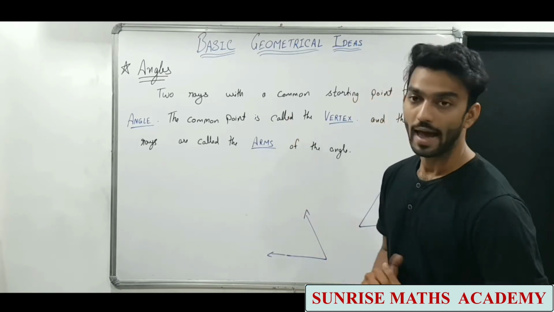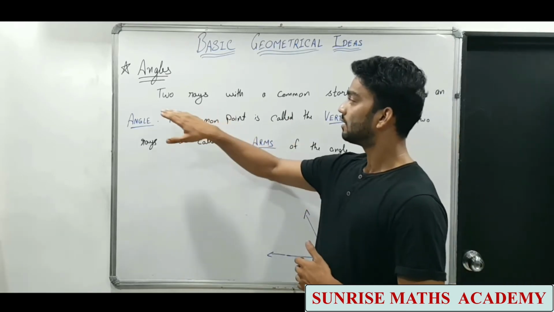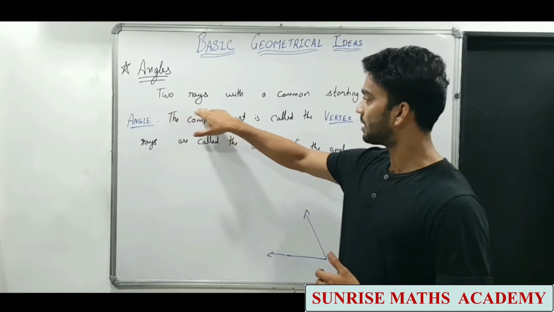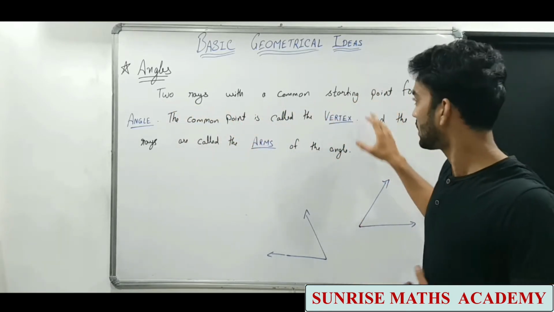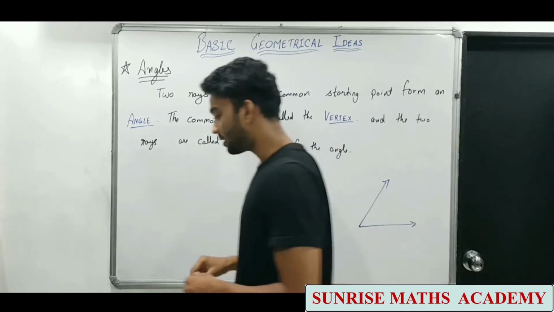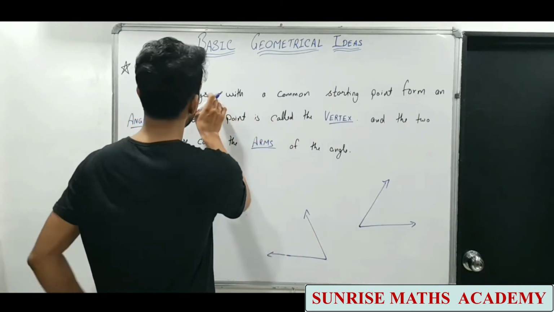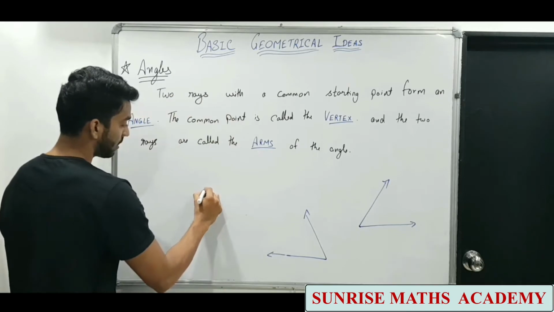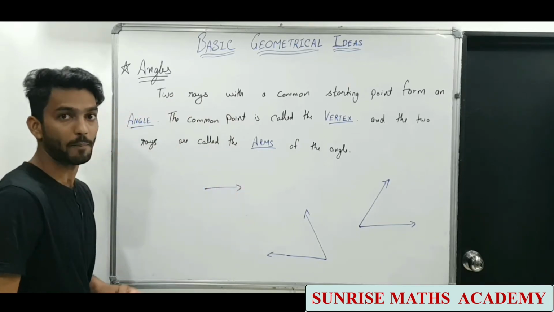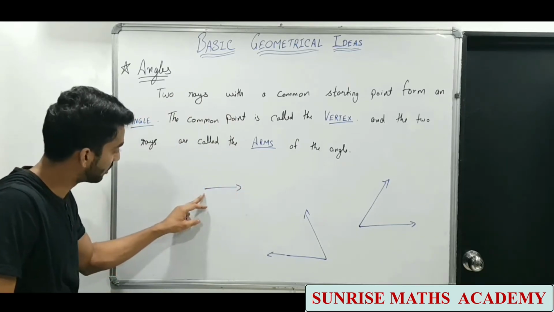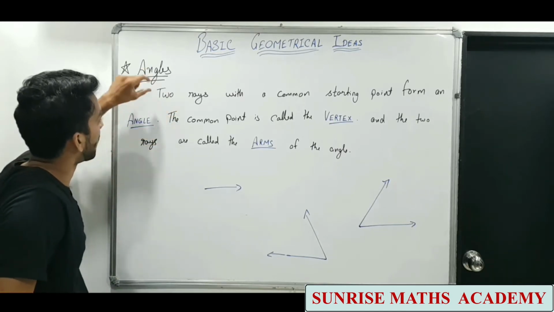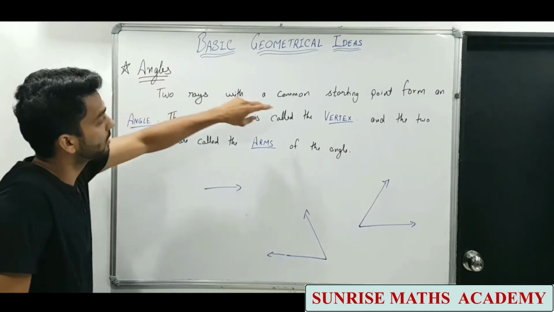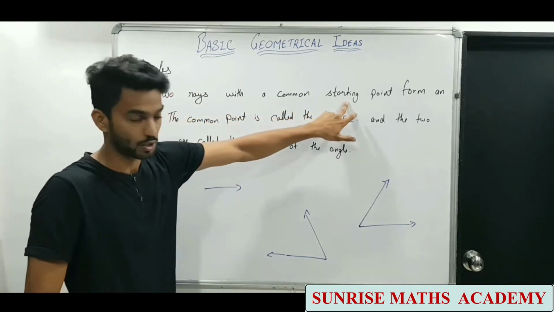The first one is angles. An angle has two rays with a common starting point, which gives us an angle. As we have seen, a ray is a part of a line that has an end point, but on the other side it can be extended infinitely. So here an angle is formed by two rays that have a common starting point.